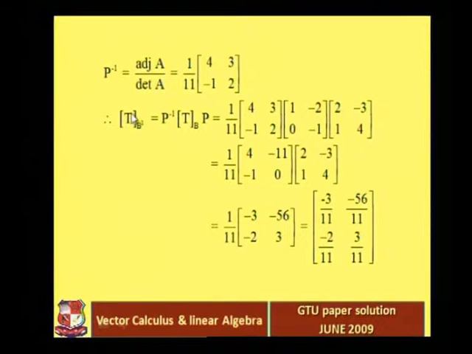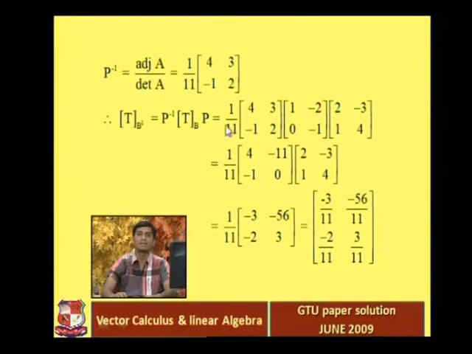So the matrix of T with respect to basis B dash is equal to P inverse times the matrix of T with respect to B times P, that is 1 by 11 [4 3; -1 2] times [1 -2; 0 -1] times [2 -3; 1 4]. When we multiply these two matrices, try to understand how we multiply the first two. Pick up the first row 4 3 and multiply with each column: 4 into 1 is 4, 3 into 0 is 0, so the first element is 4. Then 4 into -2 is -8 plus 3 into -1 is -3, so -8 -3, that is -11.